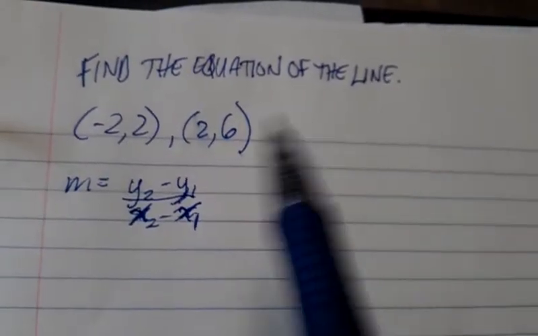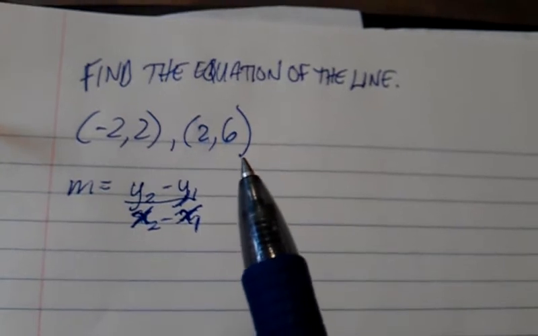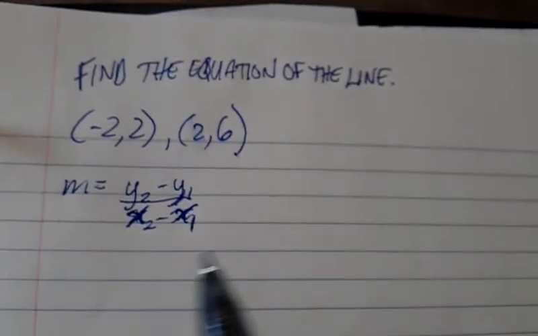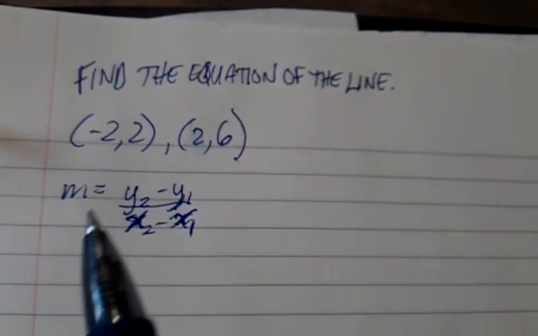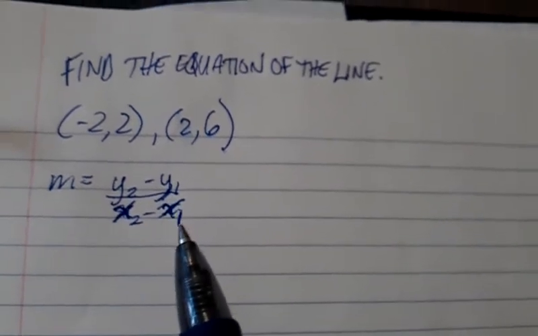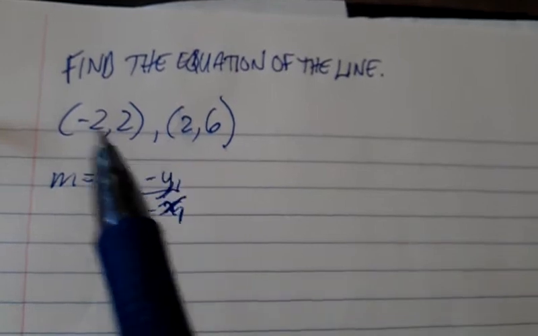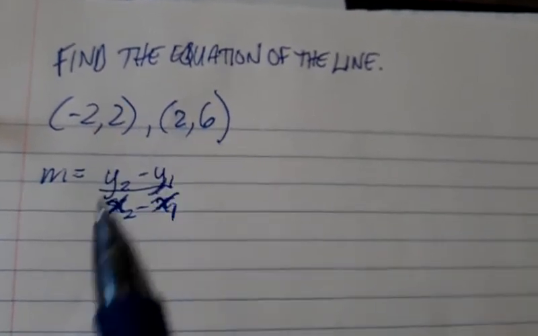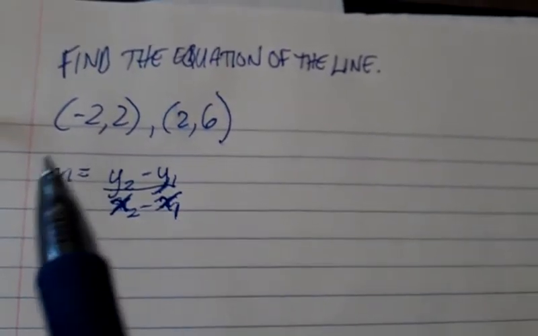In this first example, I'm going to show you how to find the equation of the line using 2 points. First thing we have to do is use the slope equation, which is m equals y2 minus y1 over x2 minus x1. The first thing we have to do is label these 2 points so that we know where to substitute values into this formula so that we can find the slope.